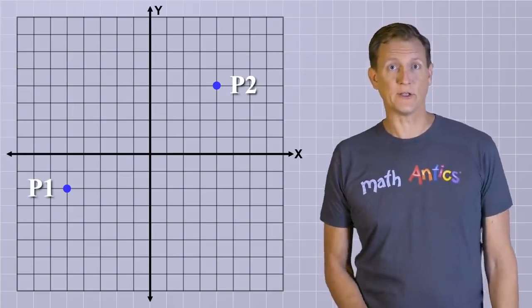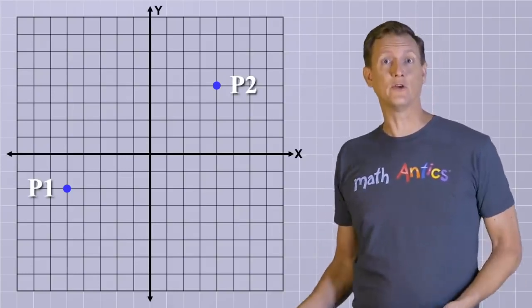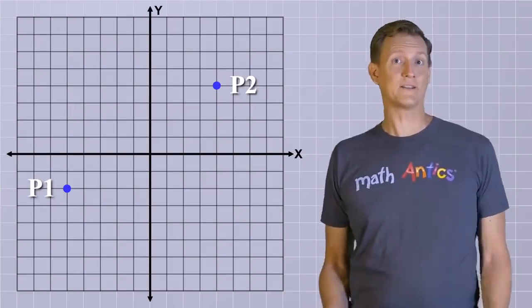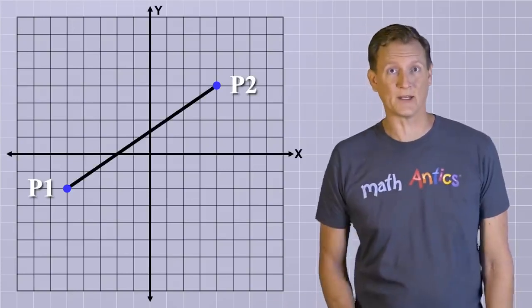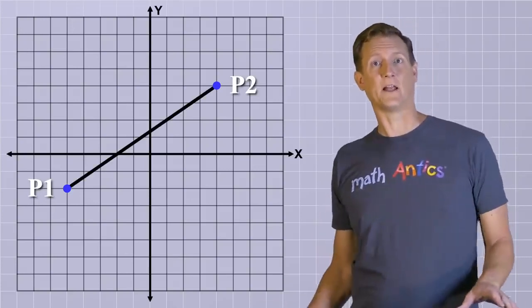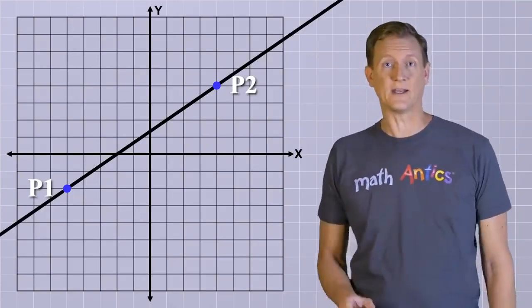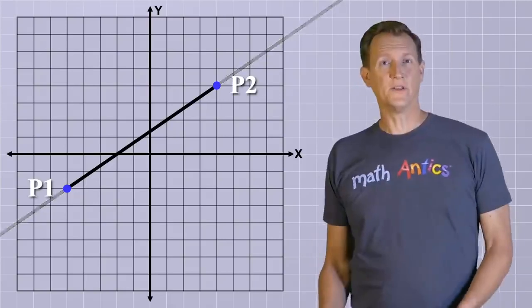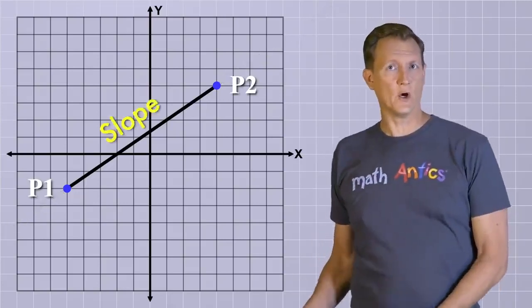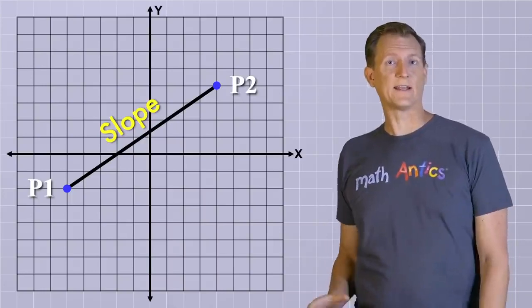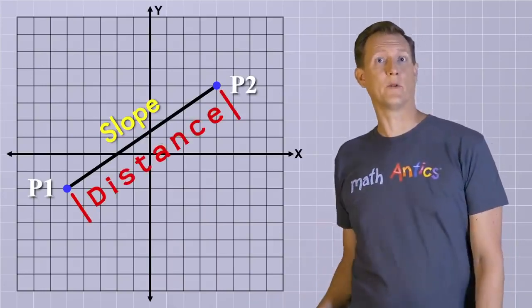As you know from geometry, a line can be defined by any 2 points. All you need to do is connect the dots to get a line segment. And you can get the infinite line by extending that line segment in either direction. Our goal in this video is to learn how to find the slope of a line segment like this and to calculate the distance between its 2 endpoints.